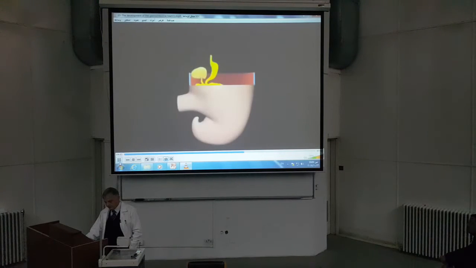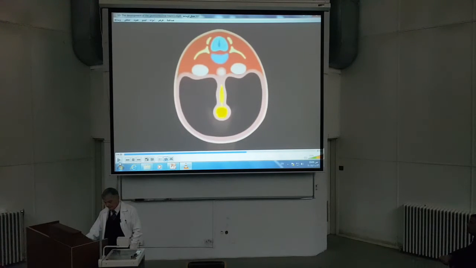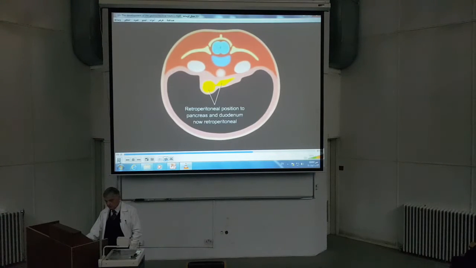That's cross section. That's the gastrointestinal tube. This is the dorsal bud of the pancreas. That is clockwise rotation. That's how the duodenum and the pancreas become retroperitoneal.